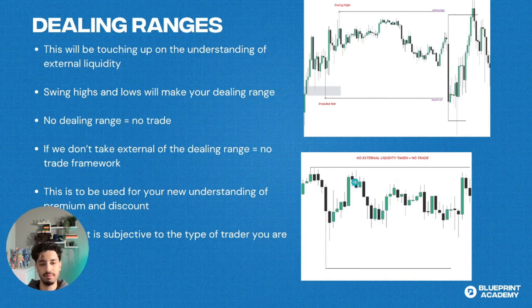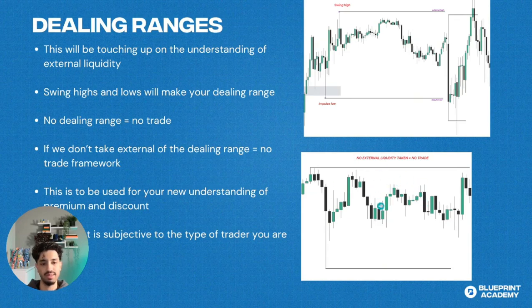If we look right here, we take out no external liquidity. So we have a high and we have a low, and you can see the market's not taking out any external highs or external lows. So this is where you won't trade because you have no framework to work off of. This is going to stop you from losing trades and trading inside of a range like here. This range right here is made for you to lose money because no external liquidity is being generated.